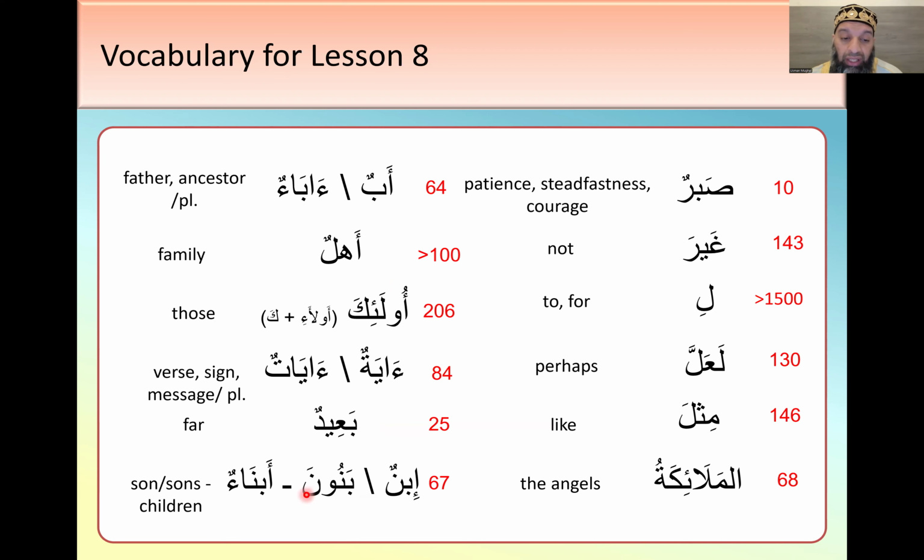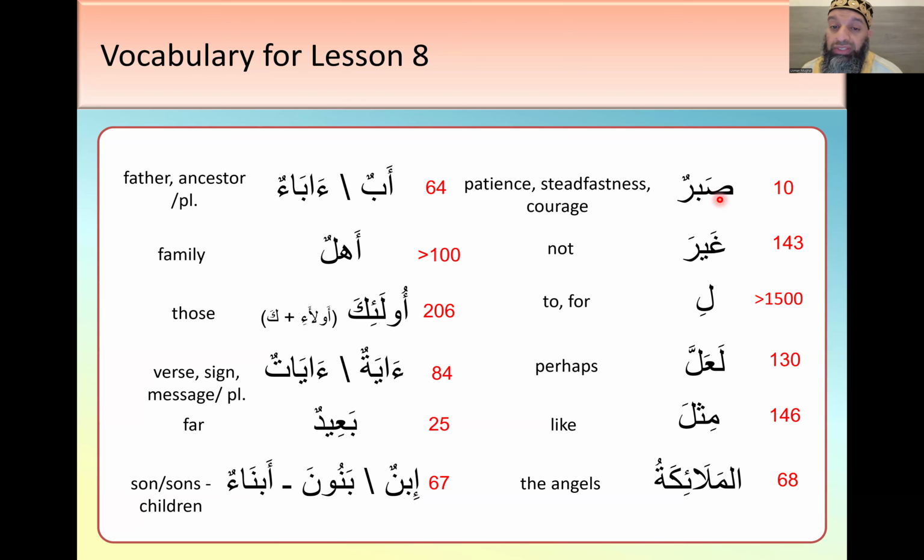Ibnun, banuna, abna'un. It means son, sons, children. Ibnun. Yeah? So when you get ibn something, it means the son of someone. Right? Abdullah ibn Umar, for example. Abdullah ibn, son of Umar. Yeah? Ibn Maryam, son of Maryam. Excellent.